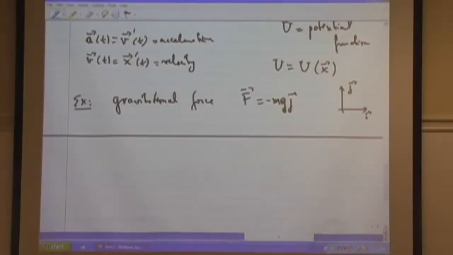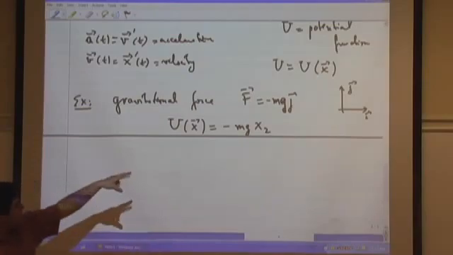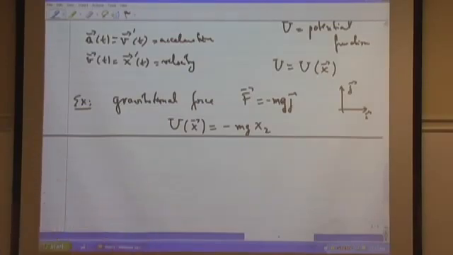So why is this conservative? Because you can write u of x to be minus mg x2, I guess, right? If you take the gradient of this, the first component is 0, the second component is minus mg. So it's exactly that.